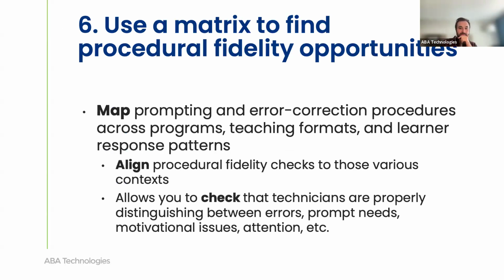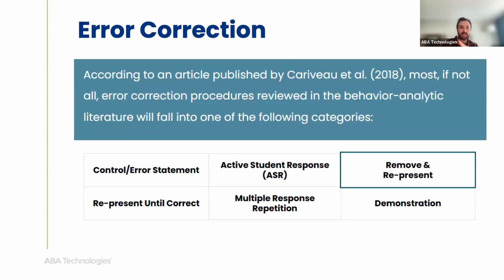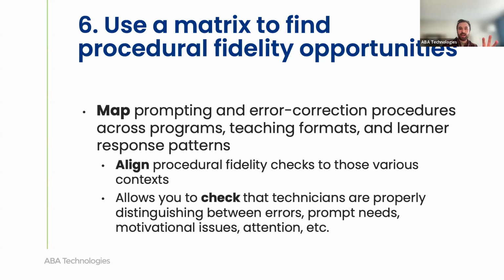Okay. All right. And then we've got the last one here, which is to use a matrix to find procedural fidelity opportunities. And what I mean by this is we've taught, let's say, a bunch of different prompting and error correction strategies. Okay. Maybe we've taught all these different things. Now, as a supervisor, you say, okay, this trainee is going to be working with these two clients. These two clients have these various programs. Okay. It's like matrix training, but for the technician. All right. Okay.